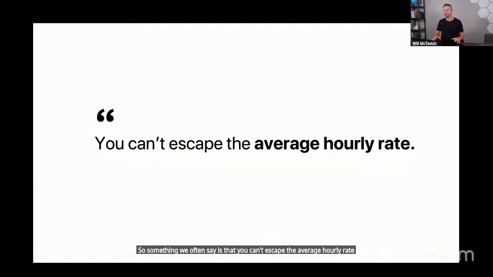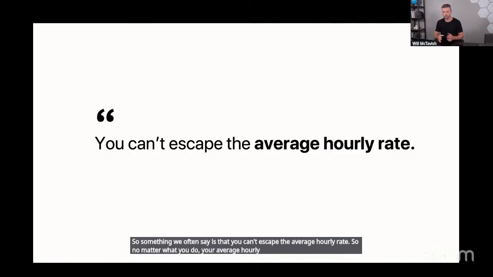So something we often say is that you can't escape the average hourly rate. No matter what you do, your average hourly rate will not lie to you. If you focus on being super productive, so you put all your time to billable, you end up writing that time off, which means your write-offs are going to pull that average hourly rate down.